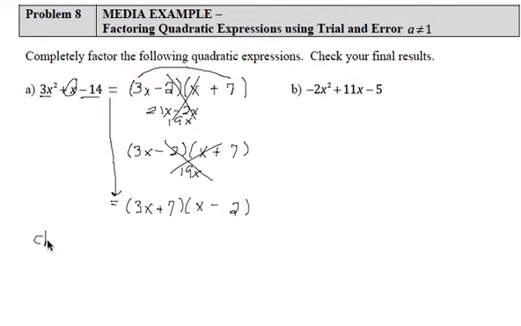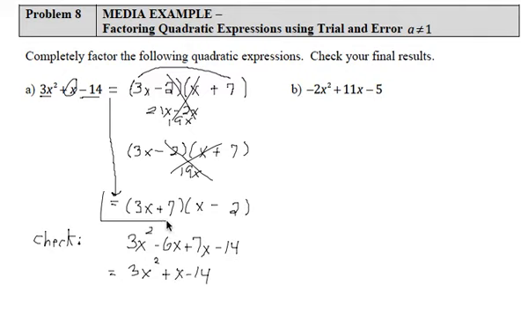I believe I have the proper factorization. I'm just going to do a quick check. 3x times x is 3x squared. 3x times minus 2 is minus 6x. 7 times x is plus 7x. 7 times minus 2 is minus 14. So I get 3x squared plus x minus 14. Therefore, this result here is correct for my factorization.